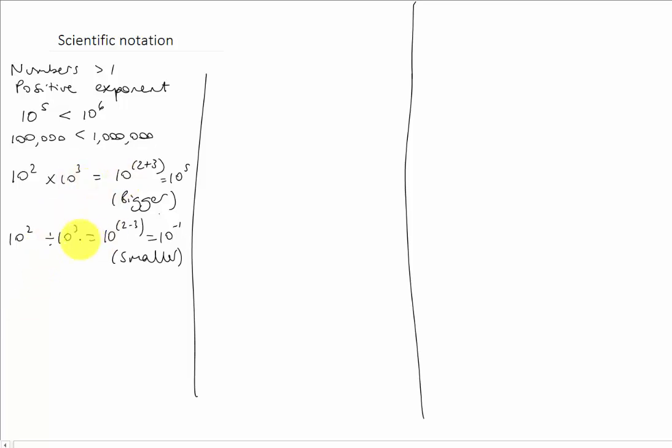Okay, and seeing as 10 to the 5 is smaller than 10 to the 6, if we have 1 times 10 to the power 5, that's the same as 0.1 times 10 to the 6, because there are 10 to the 5s in every 10 to the 6. So 1 times 10 to the 5 is equal to 1/10 of 10 to the 6. Cool. So this is our numbers greater than 1.